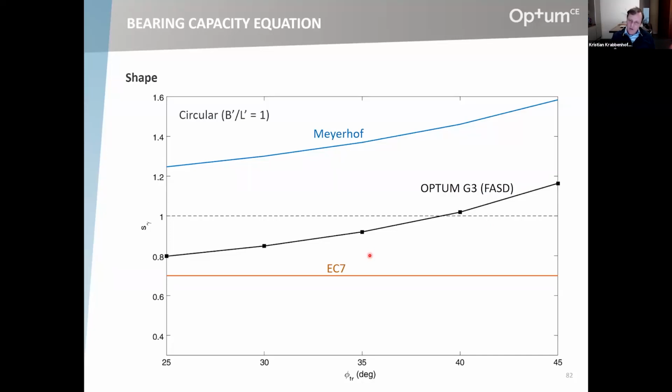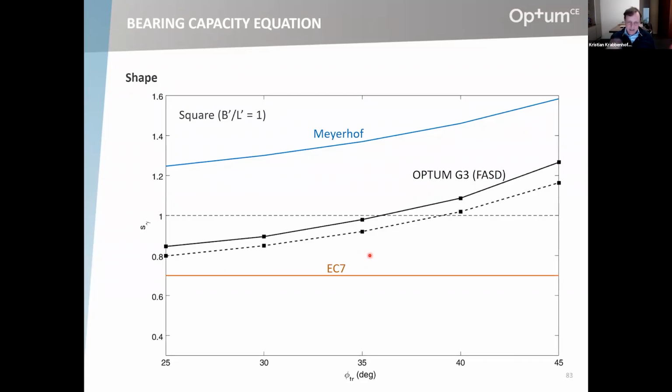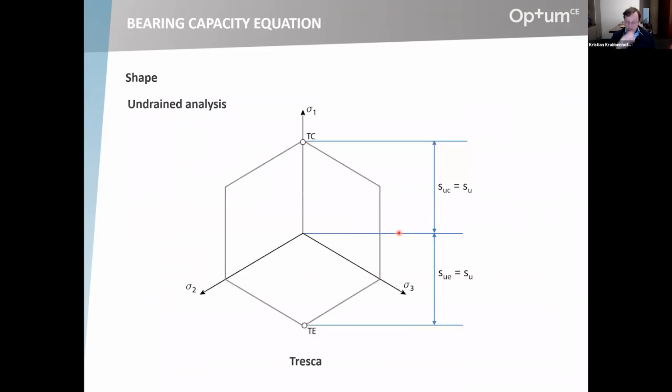If you actually look at what people have determined experimentally, it tends to be shape factors of around 1, slightly less than 1. So I think I have quite a bit of faith in these results. This is for a square foundation, a little bit different from a circular one, but not too much. So you could make the same kind of arguments when it comes to undrained analysis.